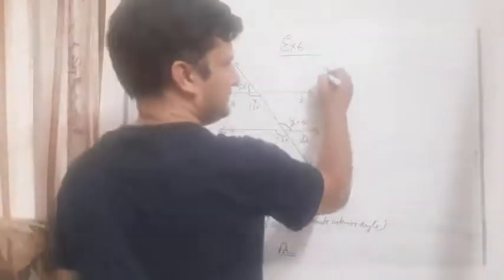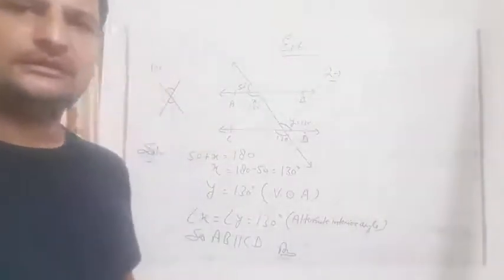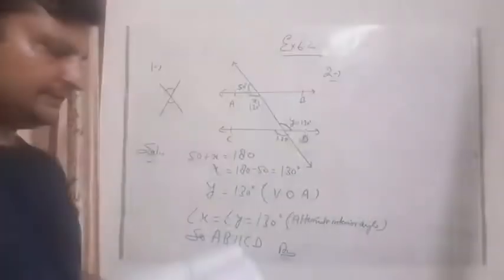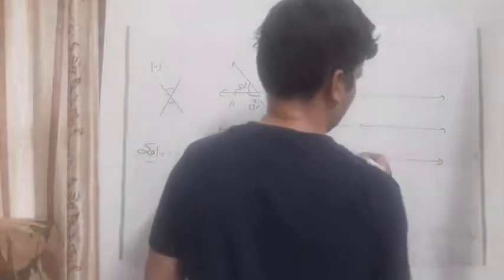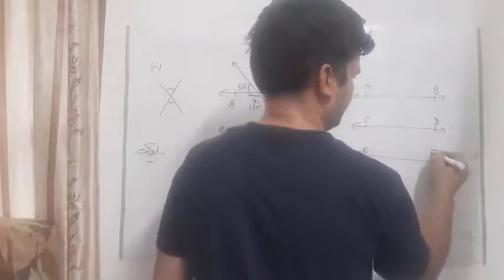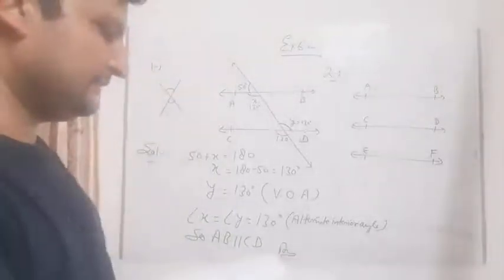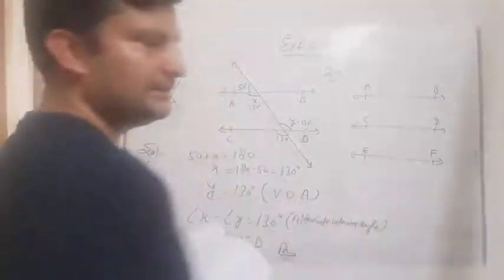Now students, question number 2. In this exercise we have to find only the angles in many of the questions. Now question number 2 is: AB parallel to CD and CD parallel to EF. Here three lines are given, AB, CD and EF. This is AB, this is CD, this is EF. It is given that AB is parallel to CD and CD is parallel to EF. It means we can say that AB is parallel to EF also.